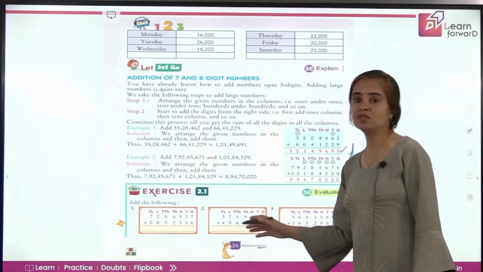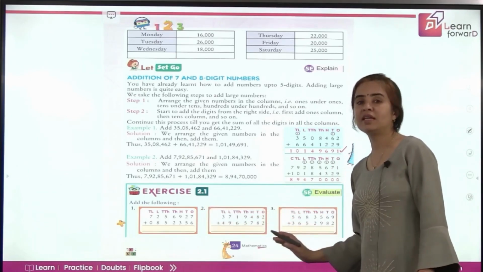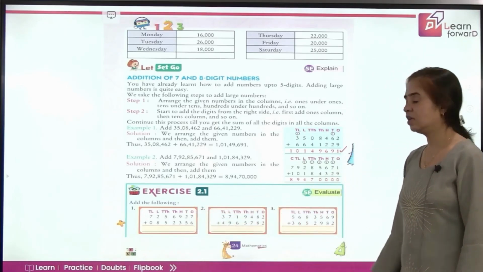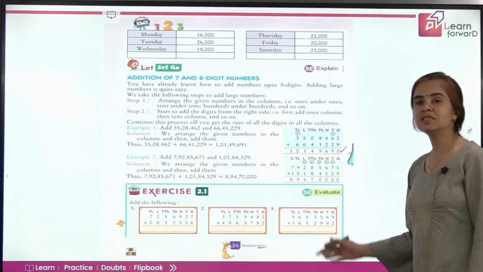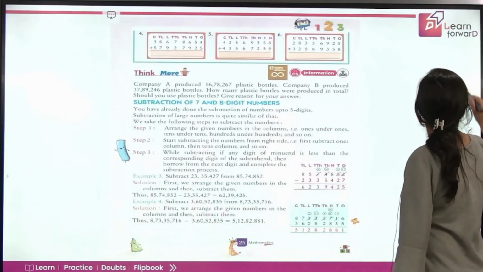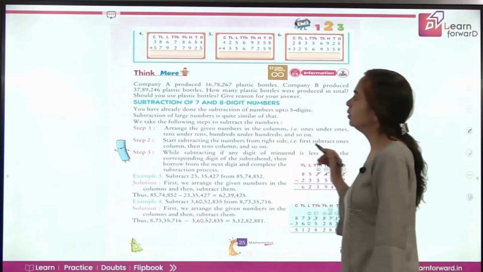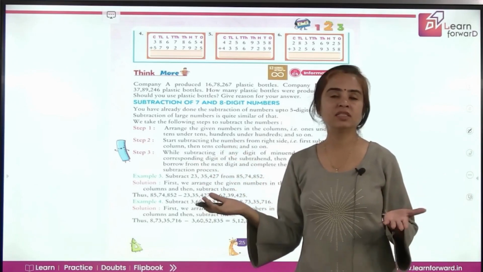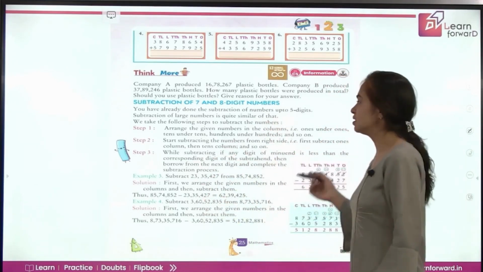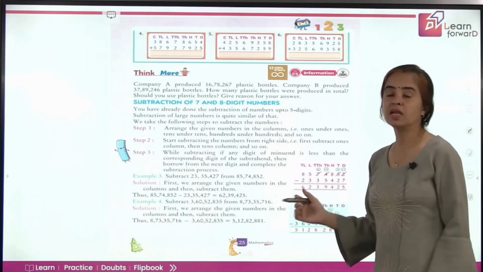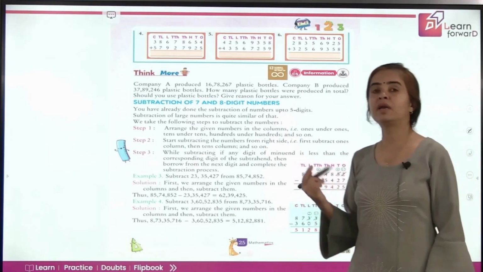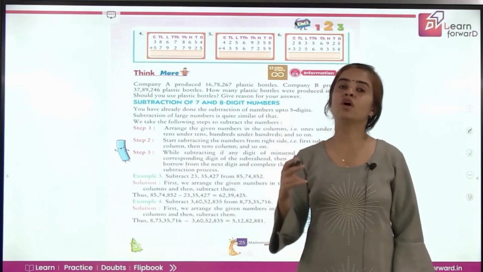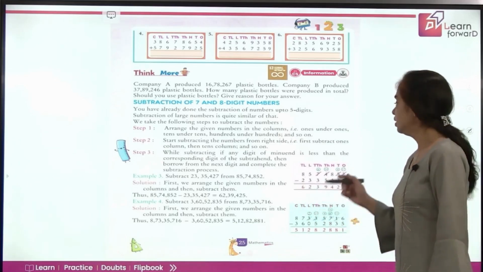Here we have an exercise for you where the numbers are already arranged at their proper places and the plus sign is also given. So you just start adding from the ones place and do the exercise. Now coming to next is subtraction of 7 and 8-digit numbers, in which we'll be following the same process, starting from the ones place after writing the digits at their proper places. And always remember, whenever you have to subtract a bigger number from a smaller number, which is not possible, you will borrow from the next bigger place. How? Let's see this.